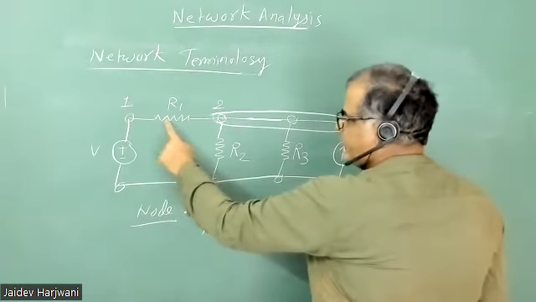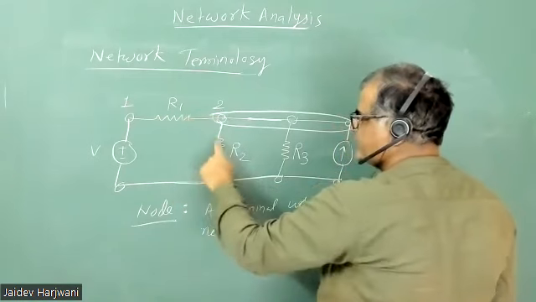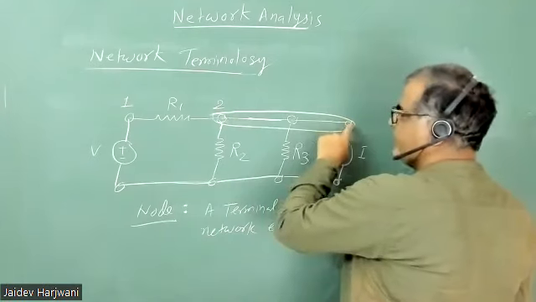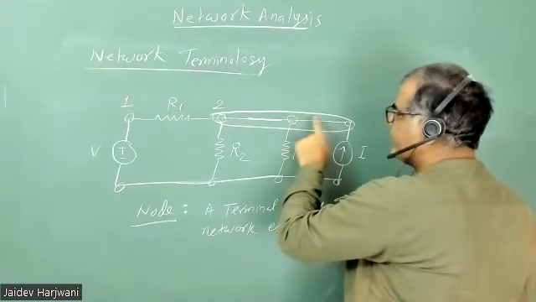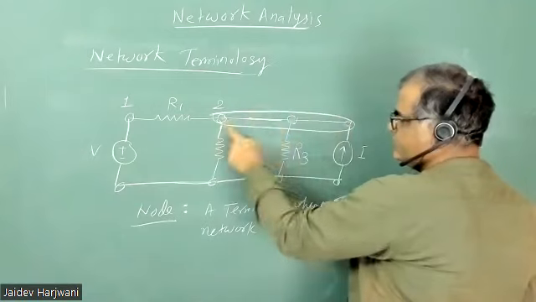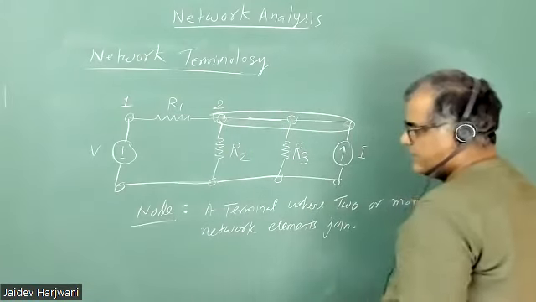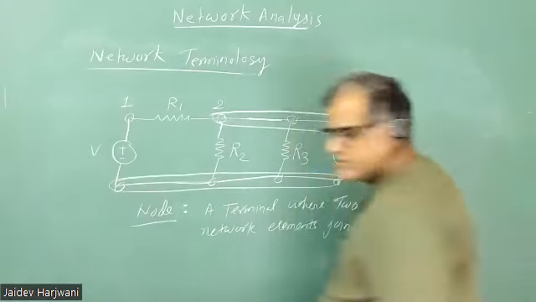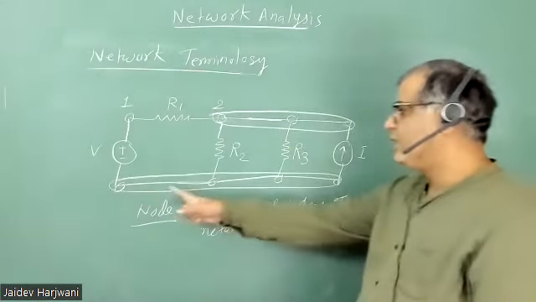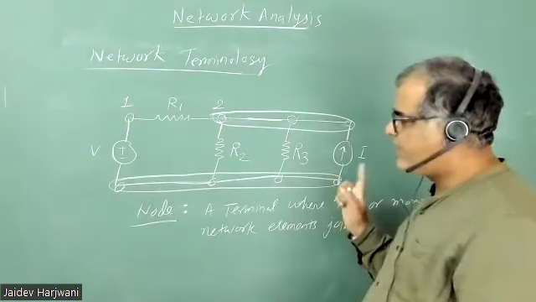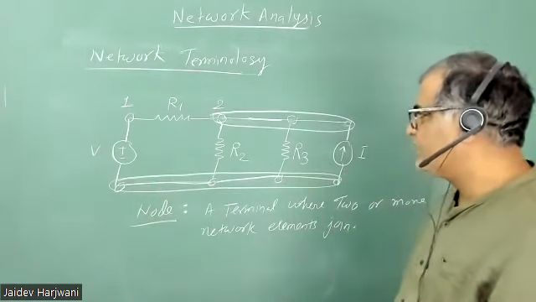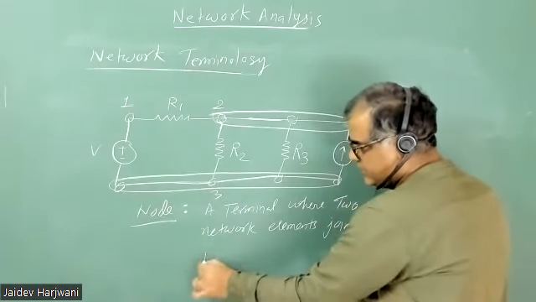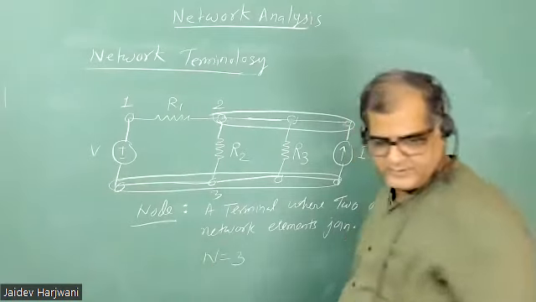Here two elements are joining. Then here, this point, this point, this point, this whole set, because they are short circuited, they are at the same potential. So this is called a single node. Similarly, these terminals which are short circuited are all at the same potential, so they can be called a single node. So in this circuit we have a total of 3 nodes.